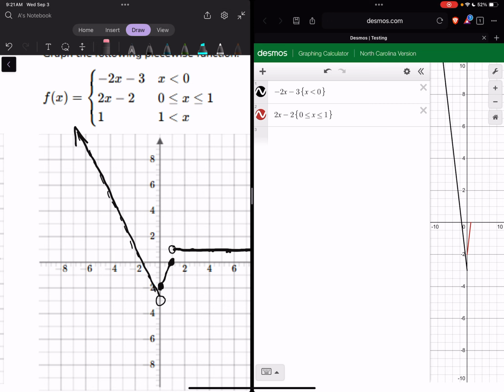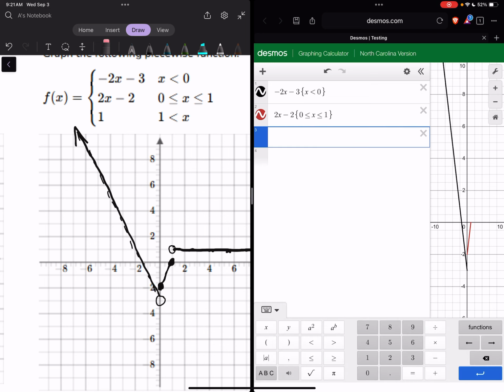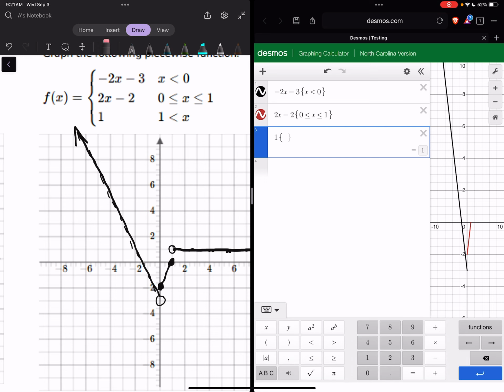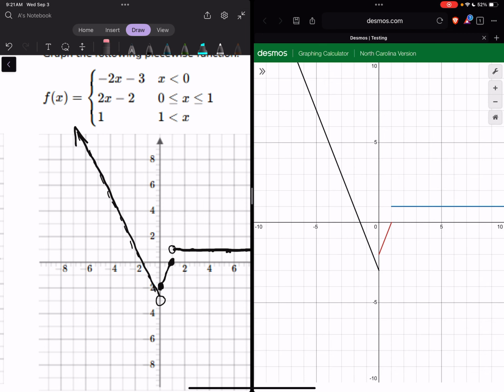Also looks good. It matches what we have. And lastly, we have the function 1, where 1 is less than x. Now I'm going to hide that part where I typed it in, and our graphs match, so we did do it correctly.